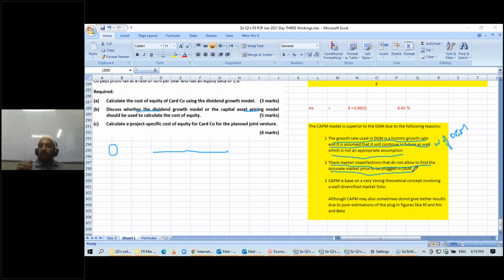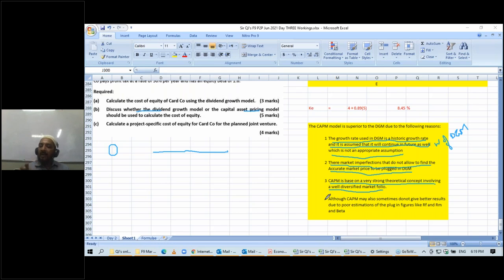If imperfections were not there, the market price would be different. So we need a perfect market price which is based on performance only, not on the basis of guessing and speculation. Now the strength of CAPM. CAPM is based on a very strong theoretical concept involving a well diversified portfolio. That's why it is being preferred. But remember, financial management and accounting are all art, decision making, and this is all art.